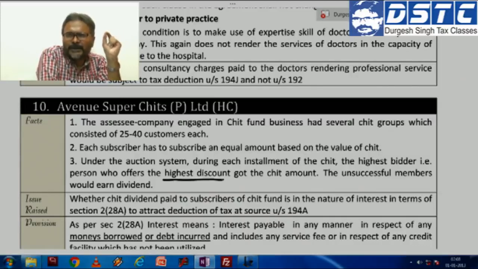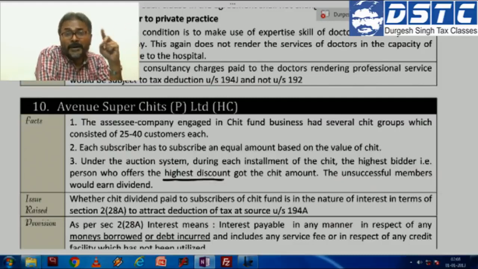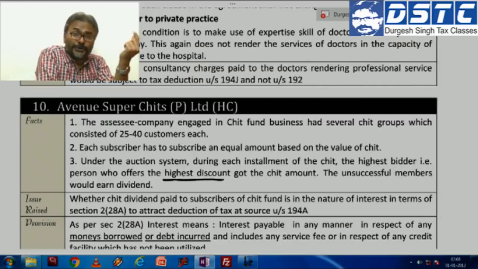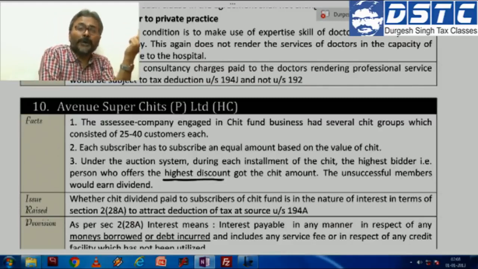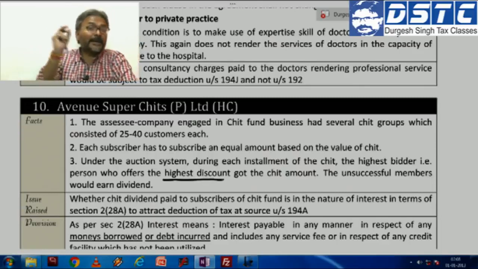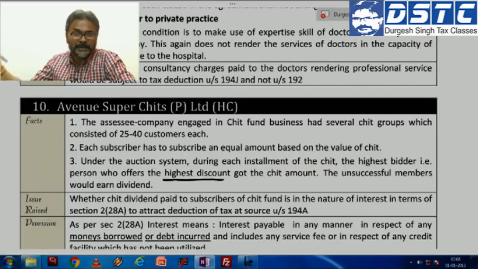So the issue under consideration is this: whether this particular chit amount which has been paid on a pro rata basis qualifies as interest on which TDS under section 194A shall be deducted. So the characterization of the amount is important. Unless and until it can be considered as interest, the question of deducting the TDS will not arise.